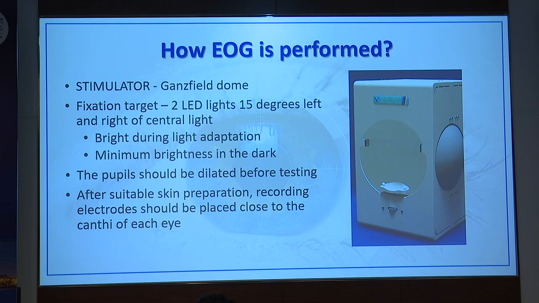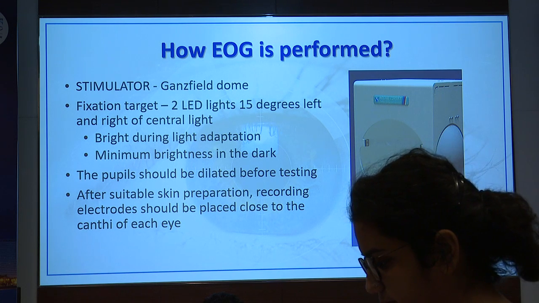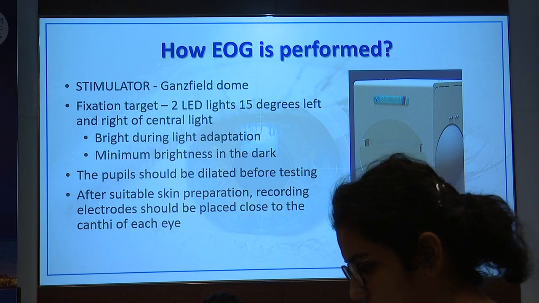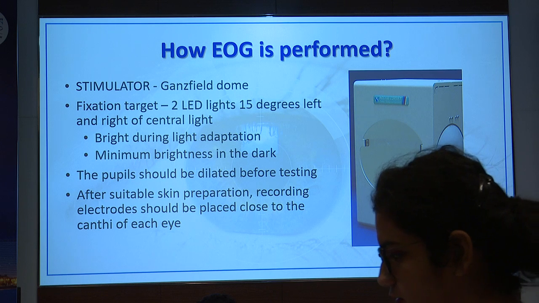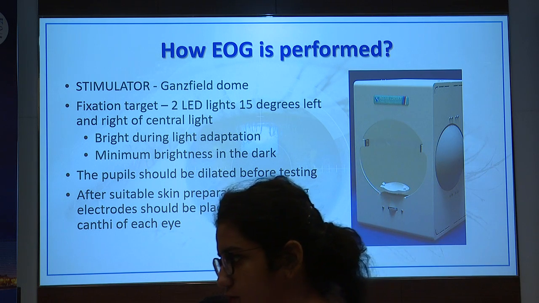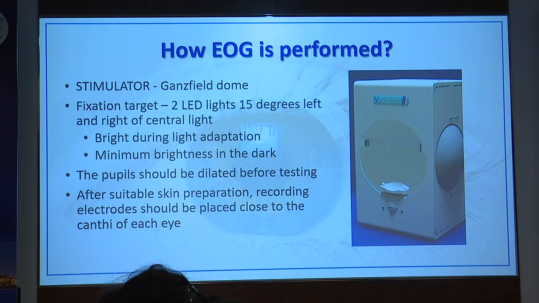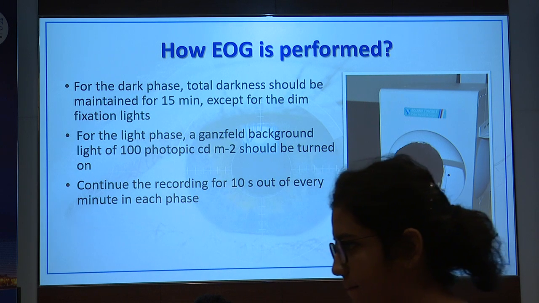How is EOG performed? There is a stimulator called the Ganzfeld stimulator. The two LED lights are 15 degrees left and right of the central light, and it is bright during the light adaptation phase and minimum brightness in the dark phase. The pupil should be dilated before testing, and after suitable skin preparation by Nuprep, recording electrodes should be placed close to the canthi of each eye.